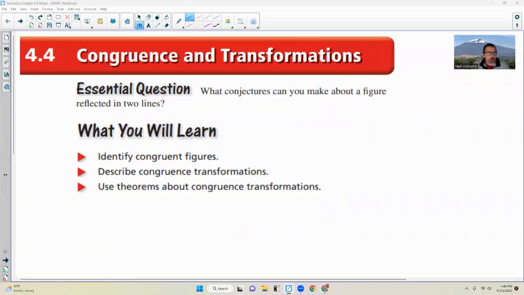Okay, this is chapter 4.4, Congruence and Transformations. The essential question is, what conjectures can you make about a figure reflected in two lines? What you will learn in this chapter is how to identify congruent figures, describe congruence transformations, and use theorems about congruent transformations.